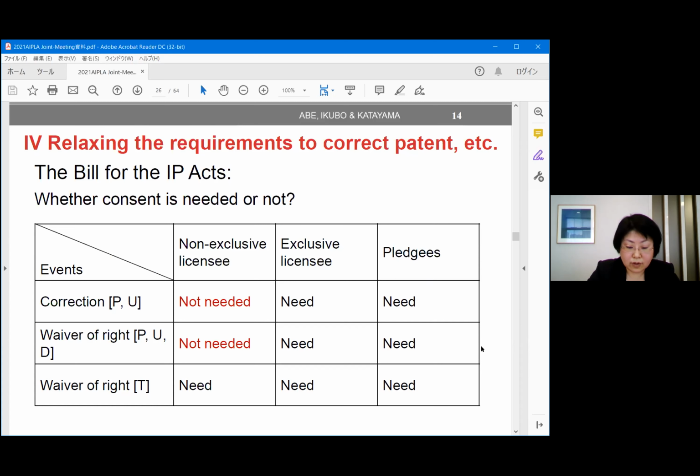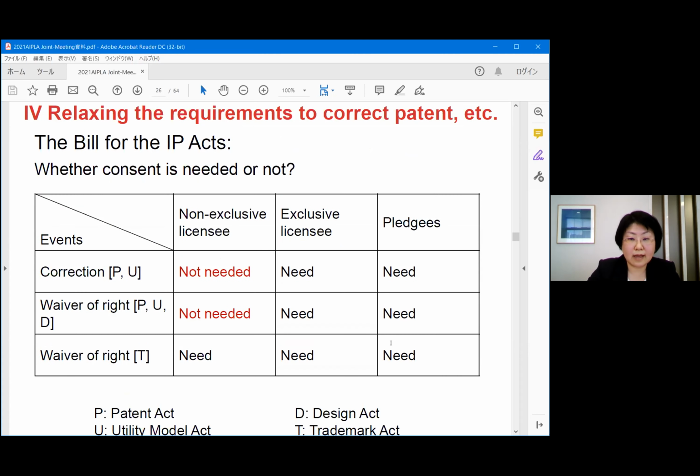And also, if other people subsequently acquire the trademark right to the same or similar trademark, then the non-exclusive licensee may receive a claim for injunction. That's why in case of waiving the trademark right, the right holder still needs to obtain the consent from non-exclusive licensees. That's it.